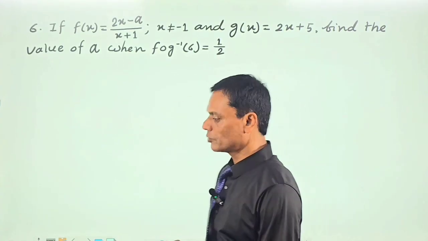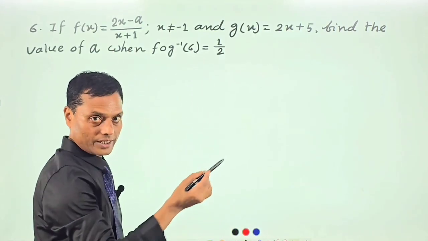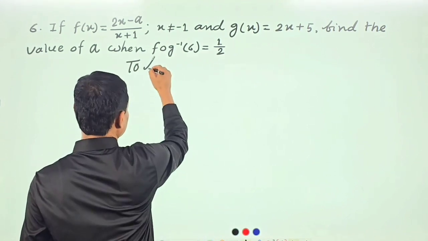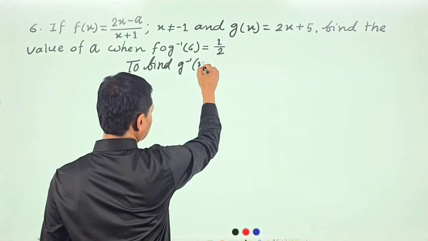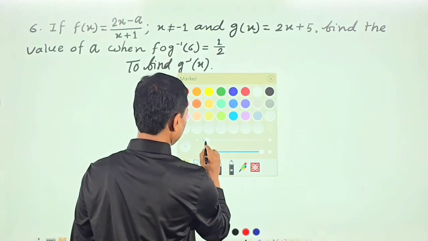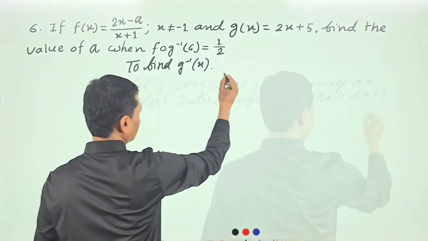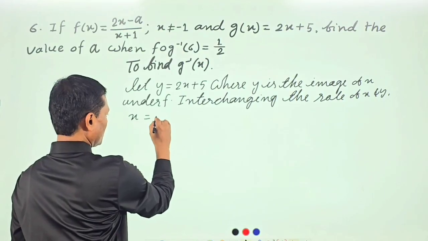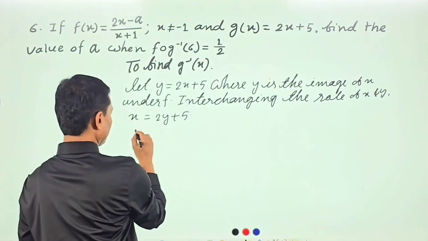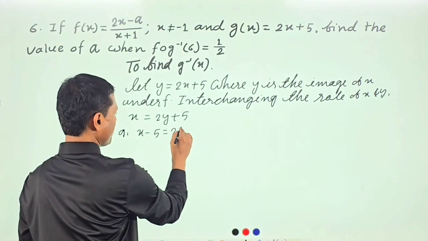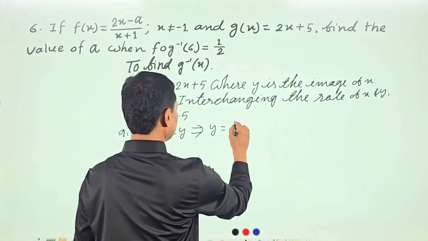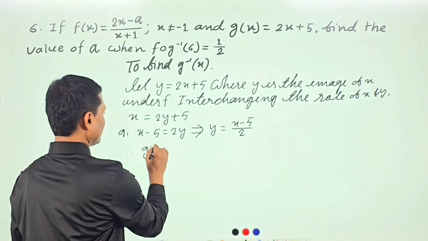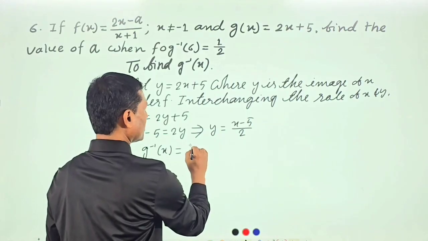How to do such type of questions? So here we have g inverse, right? So first of all, you have to find g inverse. To find g inverse x, we interchange the role of x and y: y becomes x, and x becomes y. Then minus 5, or x minus 5 equals 2y, that gives us y equals (x minus 5) over 2, isn't it? Therefore g inverse x equals (x minus 5) over 2.